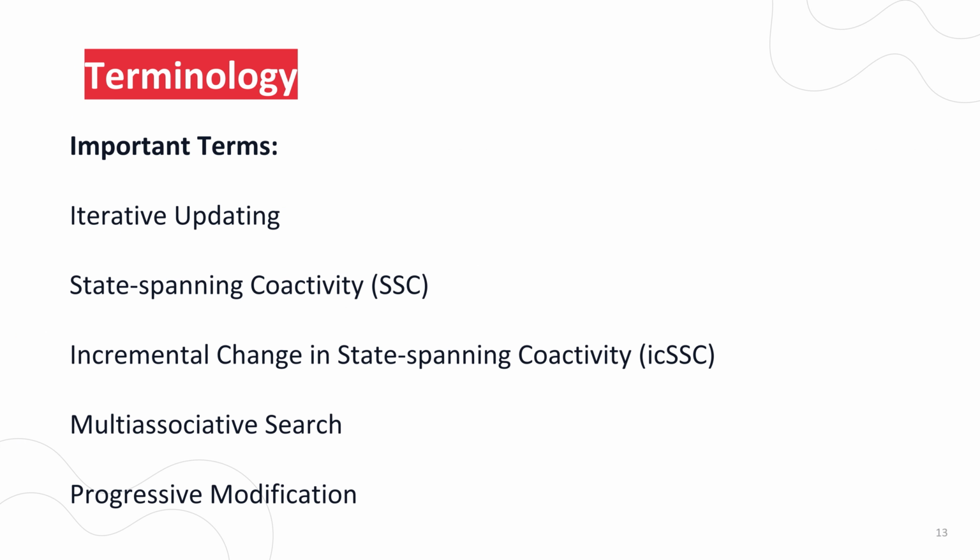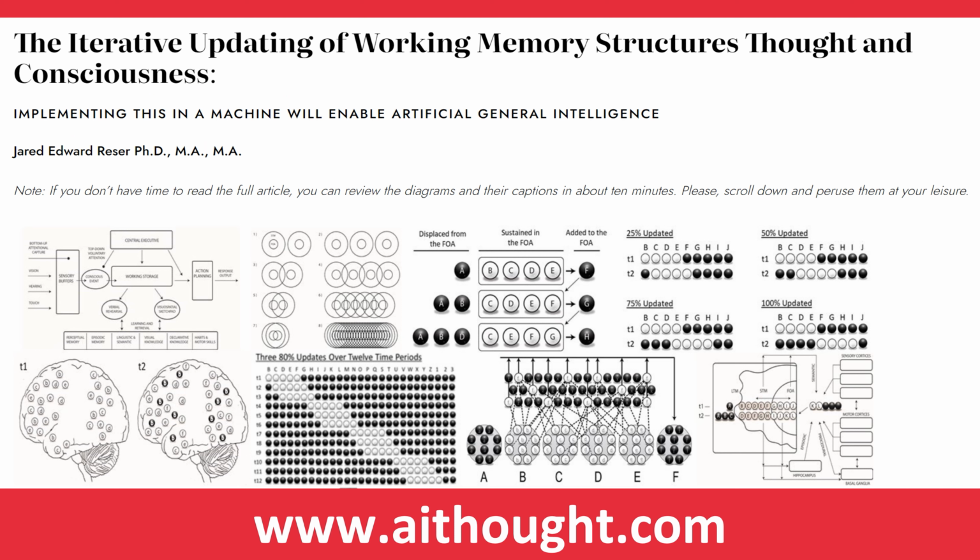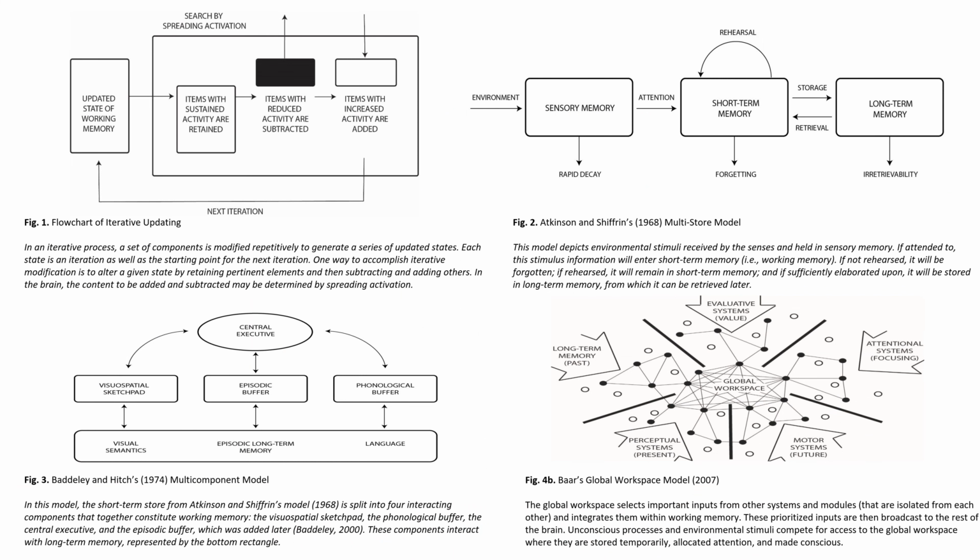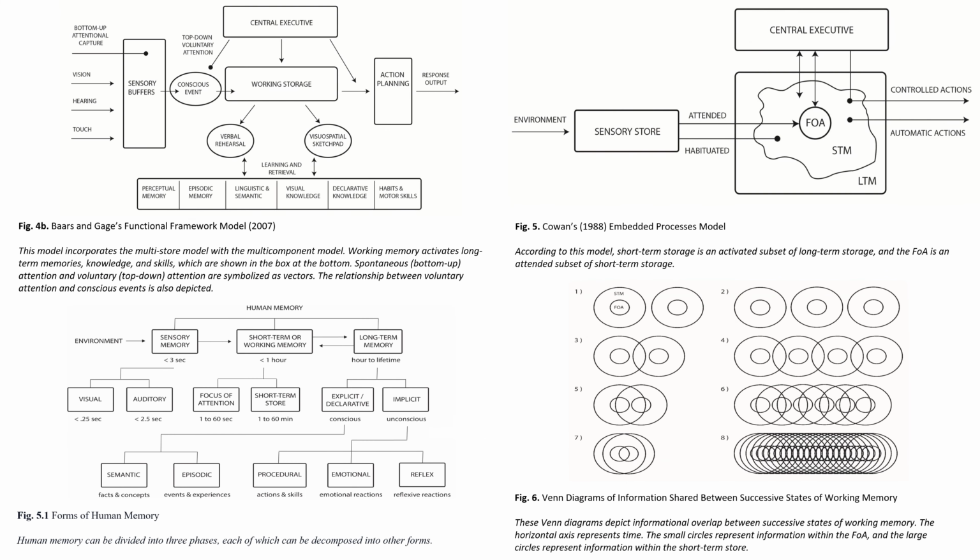I'll actually introduce several different terms, and I'm going to explain them and build on them throughout this talk. That third term there, ICSSC, is the pattern that I was discussing earlier. There's also an entire website dedicated to the most current version of the model at aithought.com. There you can find many more figures and explanations. Here are some of the figures, with captions included.